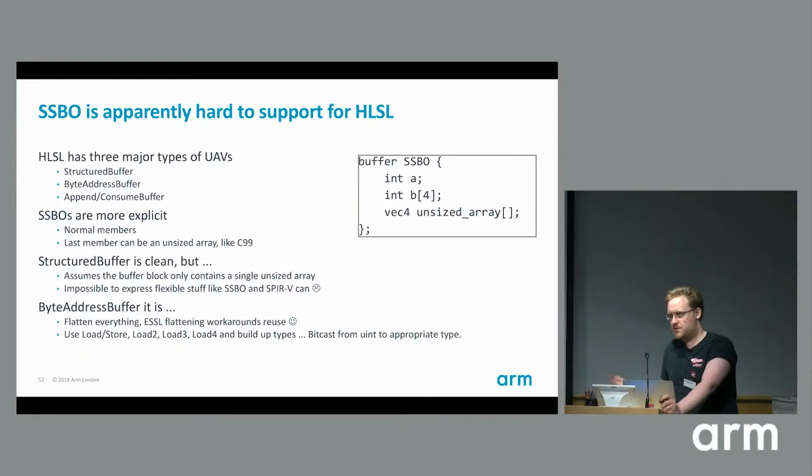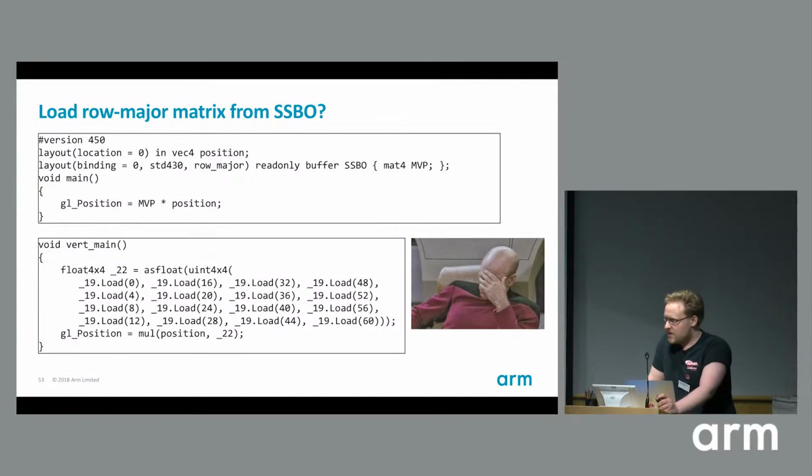And I have to flatten everything, so I reused the GLSL or ESSL flattening code. It will translate everything into load, store, weird things, and bitcast everything into correct types, and it's just ugly. So this is what you get if you try to load a row major matrix from SSBO. It's actually a column major. It becomes column major, but because matrix construction in HLSL is row major, it becomes this really fun looking code. I'm sure that will compile beautifully. Please don't do this.